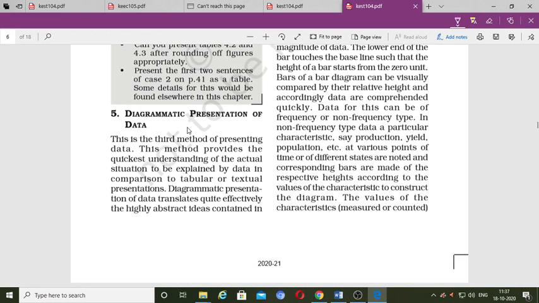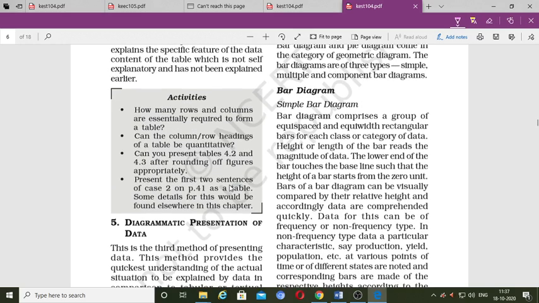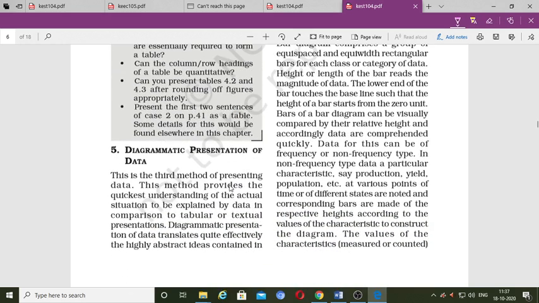Next is diagrammatic presentation of data. We will continue this in the next video.